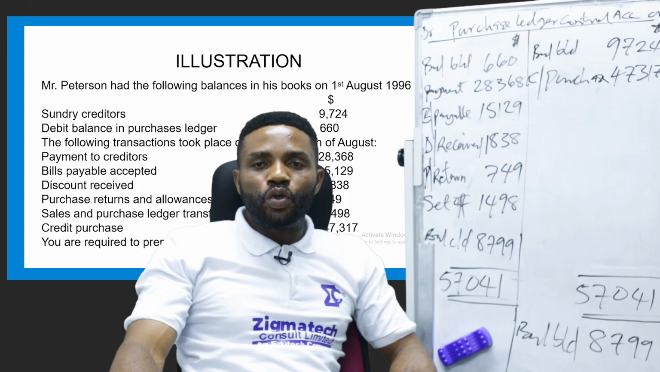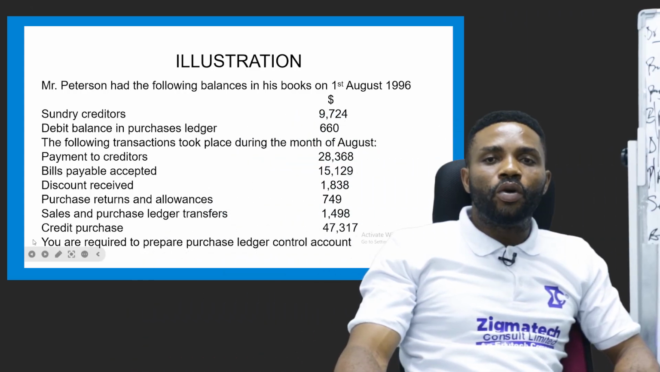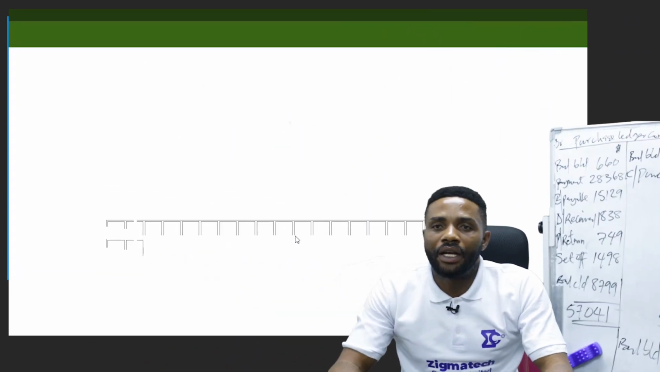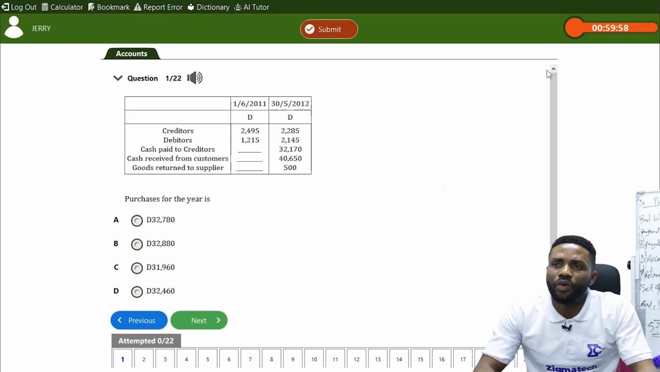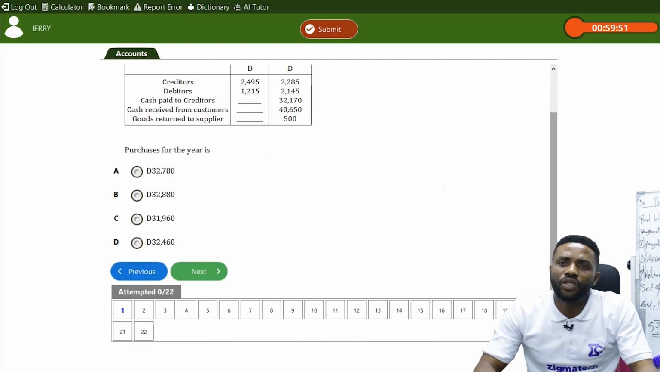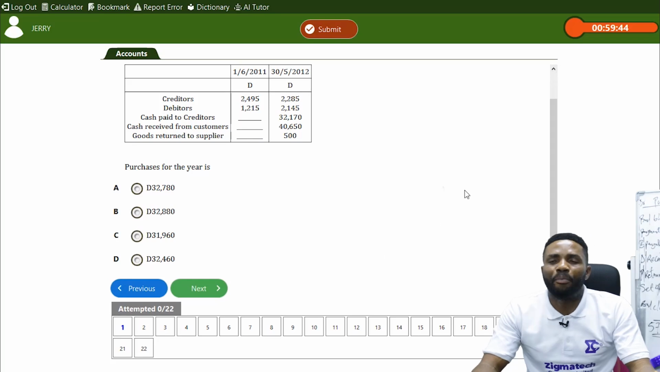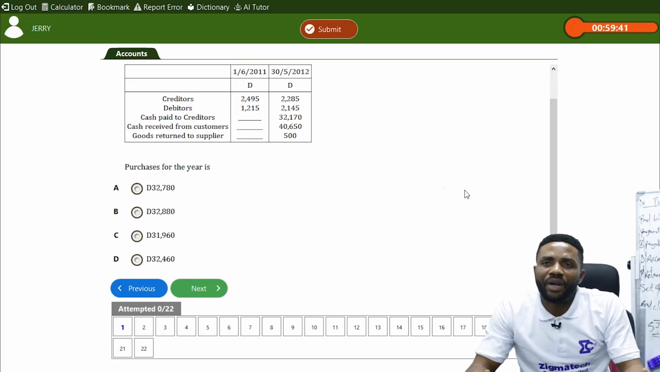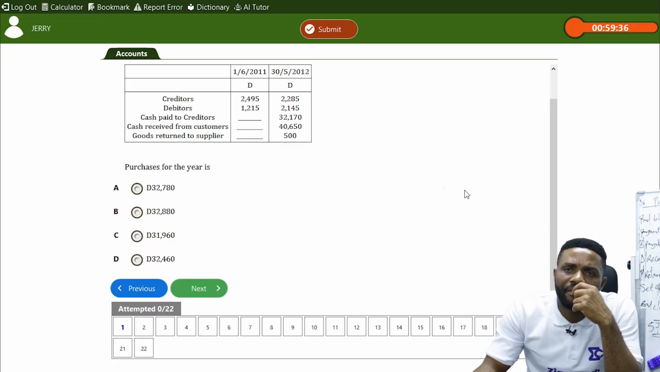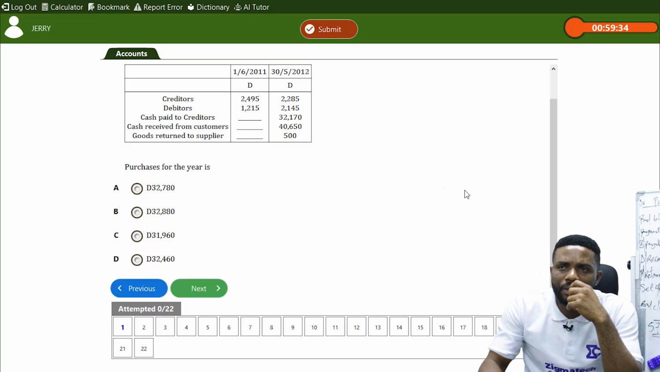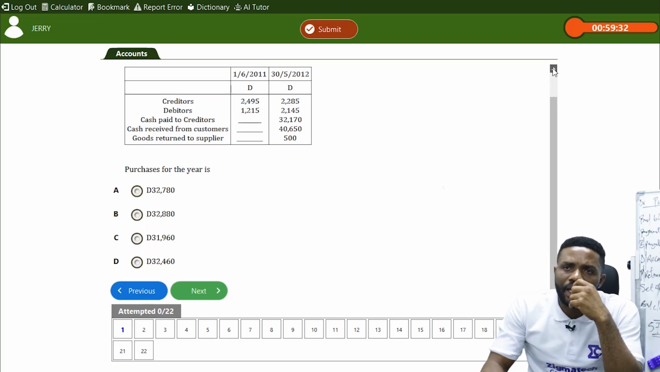The next thing we are going to do now is quickly go to our exam guide. And then you have up to how many questions here? You have up to 22 questions that we have here that can really help us to explain what we have done so far. All right, so let's look at what we have here. Question 1. Question 1 is before us here.